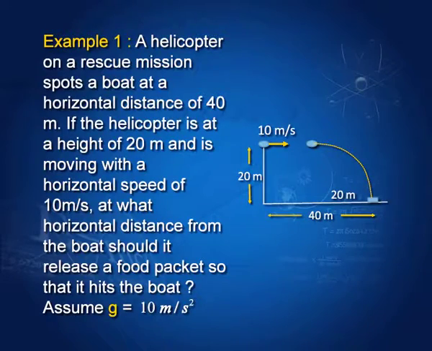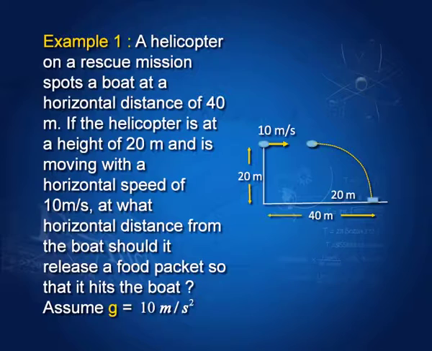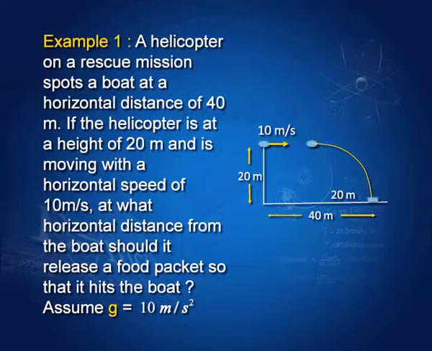So, a helicopter on a rescue mission spots a boat at a horizontal distance of 40 meters. The helicopter finds that there is a boat at a distance of 40 meters from it. If the helicopter is at a height of 20 meters and is moving with a horizontal speed of 10 meters per second, at what horizontal distance from the boat should it release the food packet so that it hits the boat? You see, the food packet, as you recall, would have the horizontal velocity of the helicopter.